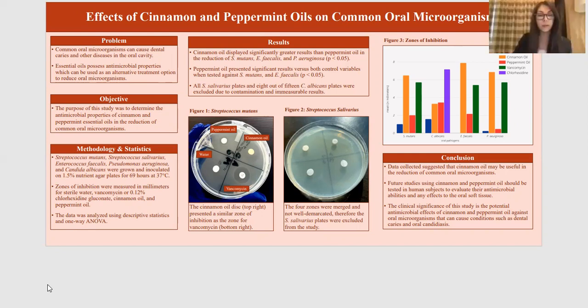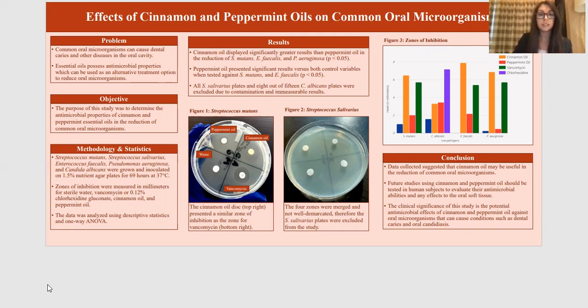The 5 oral microorganisms used in this study were Streptococcus mutans, Streptococcus salivarius, Enterococcus faecalis, Pseudomonas aeruginosa, and Candida albicans. These microorganisms were selected because of their regular occurrence in the oral cavity. Streptococcus mutans is commonly found in the oral cavity and is a significant contributor to tooth decay. Streptococcus salivarius is an opportunistic bacteria that exists in normal flora.